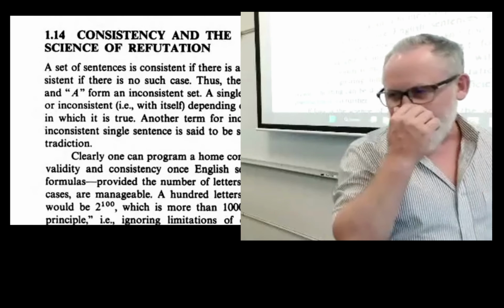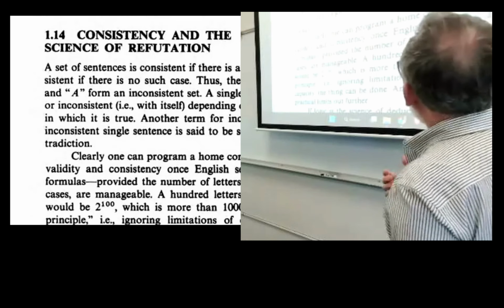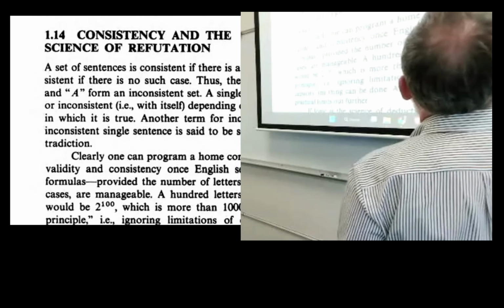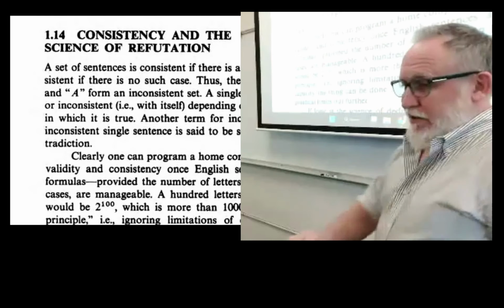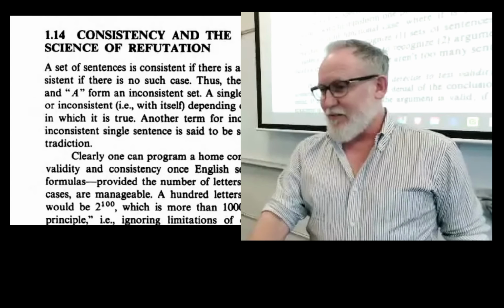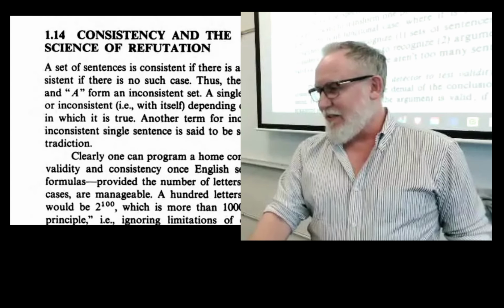the big culmination is here in section 1.14. Consistency and the science of reputation. Clearly one can program. And that's funny because "consistent" is not in one of those definition boxes anywhere in the chapter, like "valid" is. Right. I think it's funny. It should be in a box.